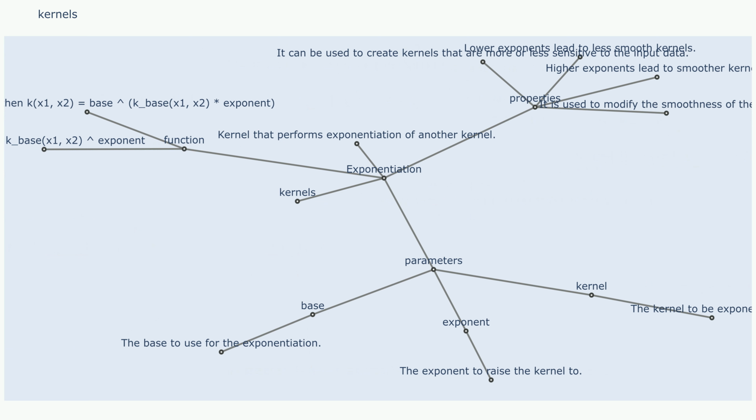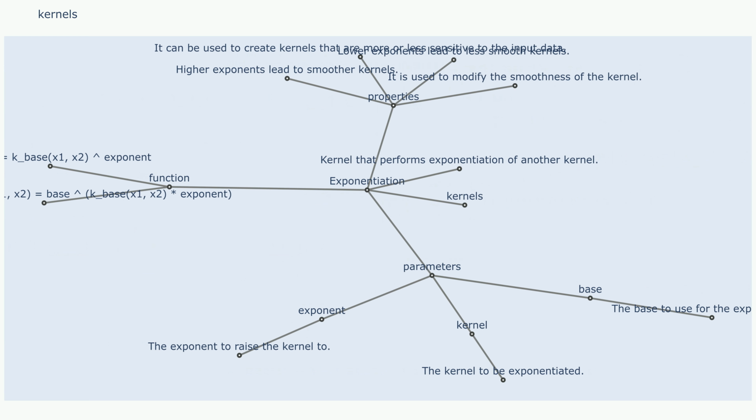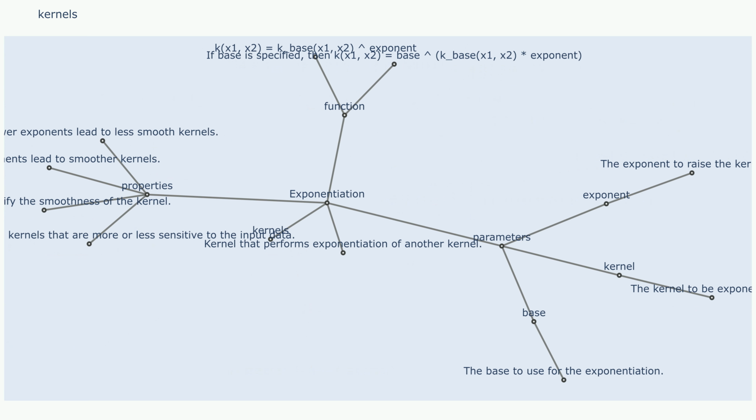1. Kernel exponentiation, a flexible tool. Core principle: exponentiation in kernel functions acts as a scaling factor. It influences the smoothness and range of influence of the kernel. General form: kernel ** exponent. Kernel: any valid kernel function from sklearn.gaussian_process.kernels, e.g. RBF, Matern, DotProduct, etc. Exponent: a positive real number.